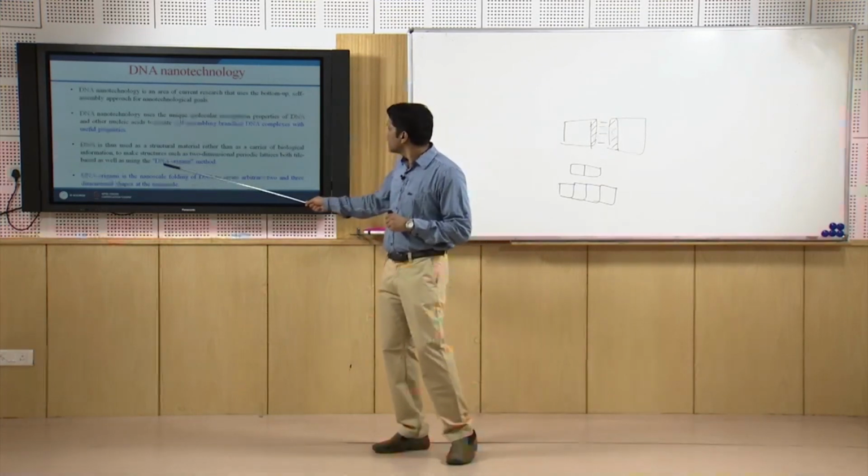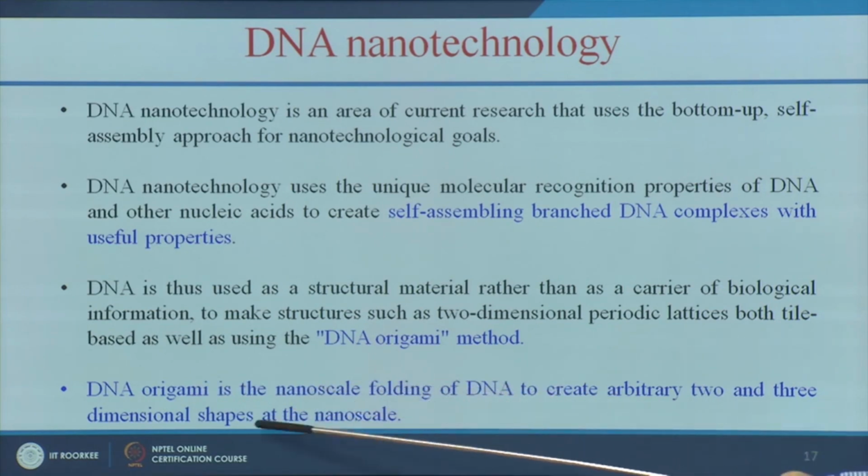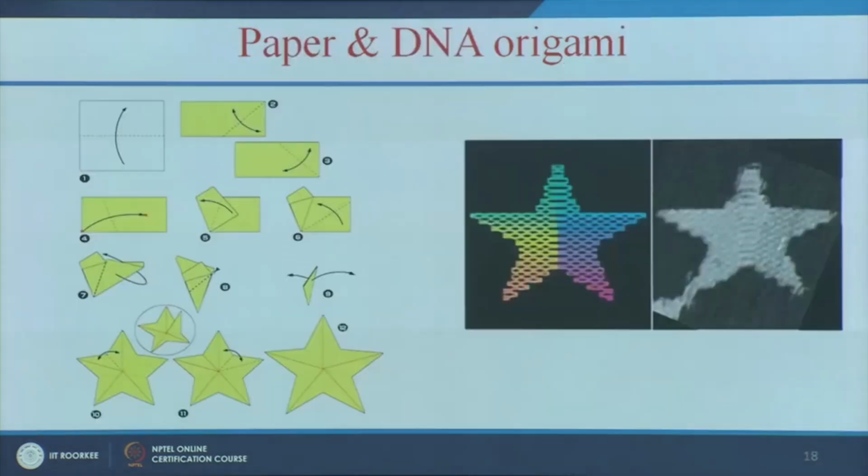That is called the DNA origami method. DNA origami is the nanoscale folding of DNA to create arbitrary two or three dimensional shapes at the nanoscale. So, you know what paper origami is?